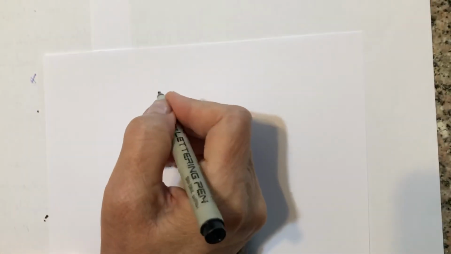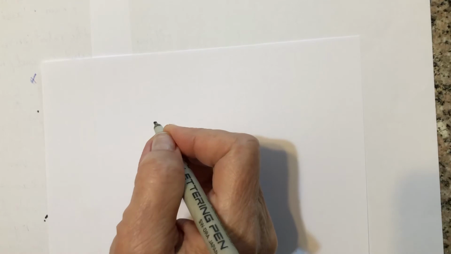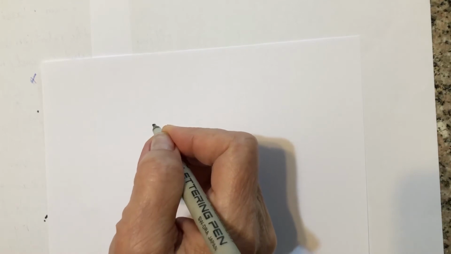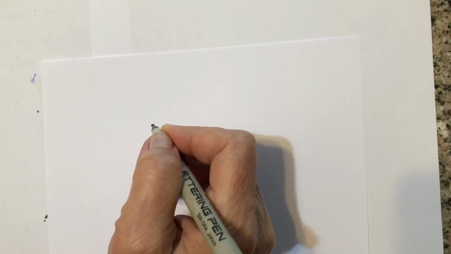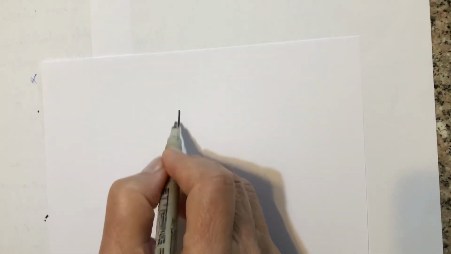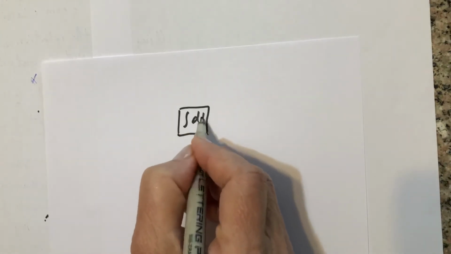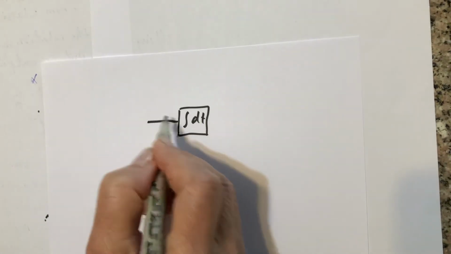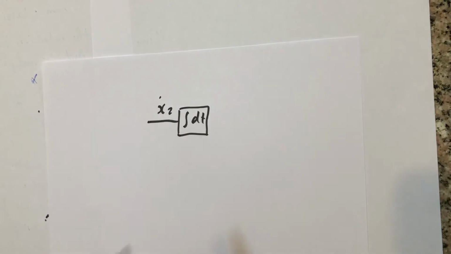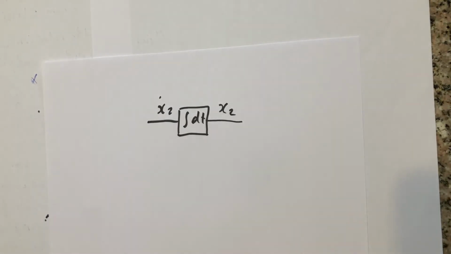What did we say about the system? It's a second order system, right? We said at the beginning that if we have a second order system, you need two integrators to get the variables. So I'll make one integrator, 1/s. I have x2 dot here. So I integrate, what do I get? I get x2 after integration, right?